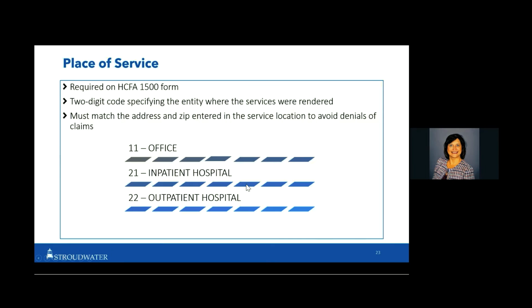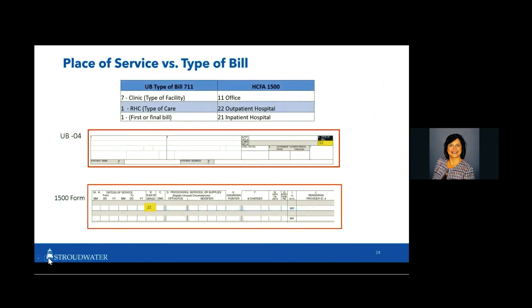So you can see that an 11 reflects that it was done in an office. 21 reflects that it was done in inpatient hospital. 22 reflects that it was done in an outpatient hospital. Now, I said before, type of bill and place of service are very similar to each other. On a UB form, you're going to use the type of bill of 711 right here. So you can see it's a clinic, RHC, the first bill, 711.